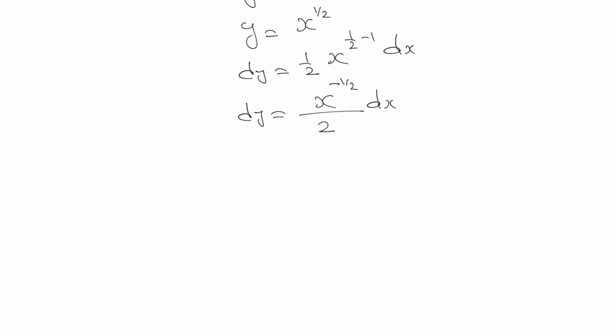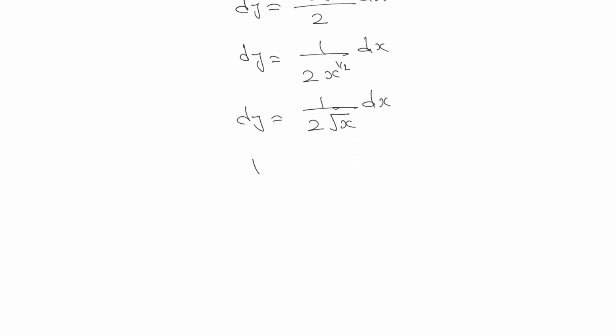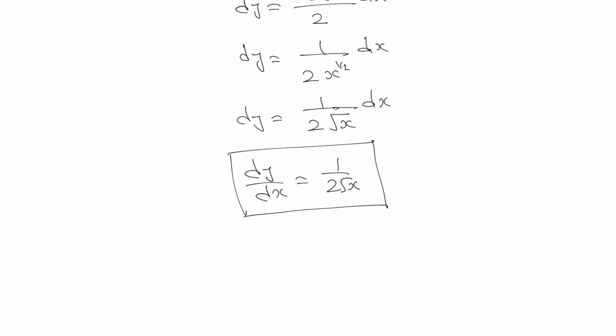dx. If you want, we can write this term on the denominator, so that we can write this as x raised to 1 by 2 into 2 into dx. Or if you want, we can write this as 1 divided by 2 into x raised to 1 by 2, which is nothing but root x, into dx. So we can write the value of dy by dx will be equal to 1 by 2 root x. So if y is equal to root x, dy by dx will be equal to 1 by 2 root x.